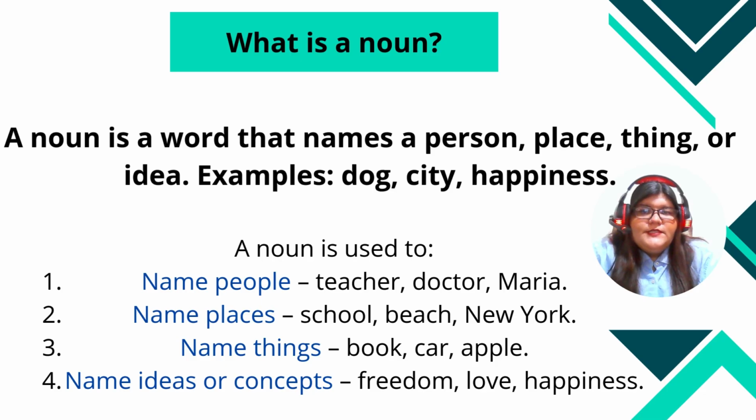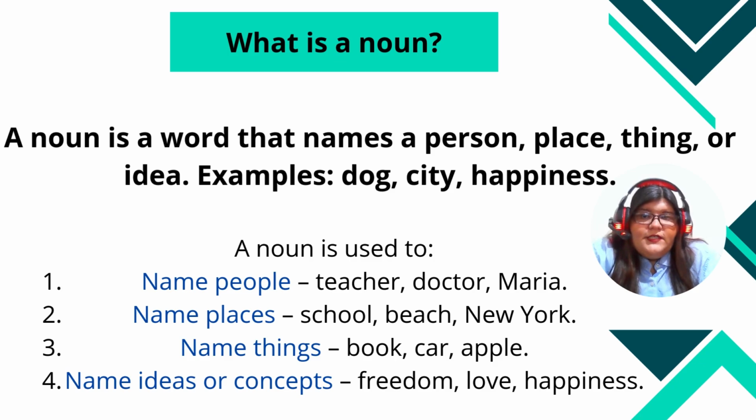To begin with this lesson, you must be wondering, what is a noun? A noun is a word that names a person, place, thing, or idea. Examples: dog is a noun. Do you remember? In my previous lesson, I said a noun can be an animal, a place, in this case, city, right? And in this case, it's a feeling, happiness. Then we have the usage of each of them.